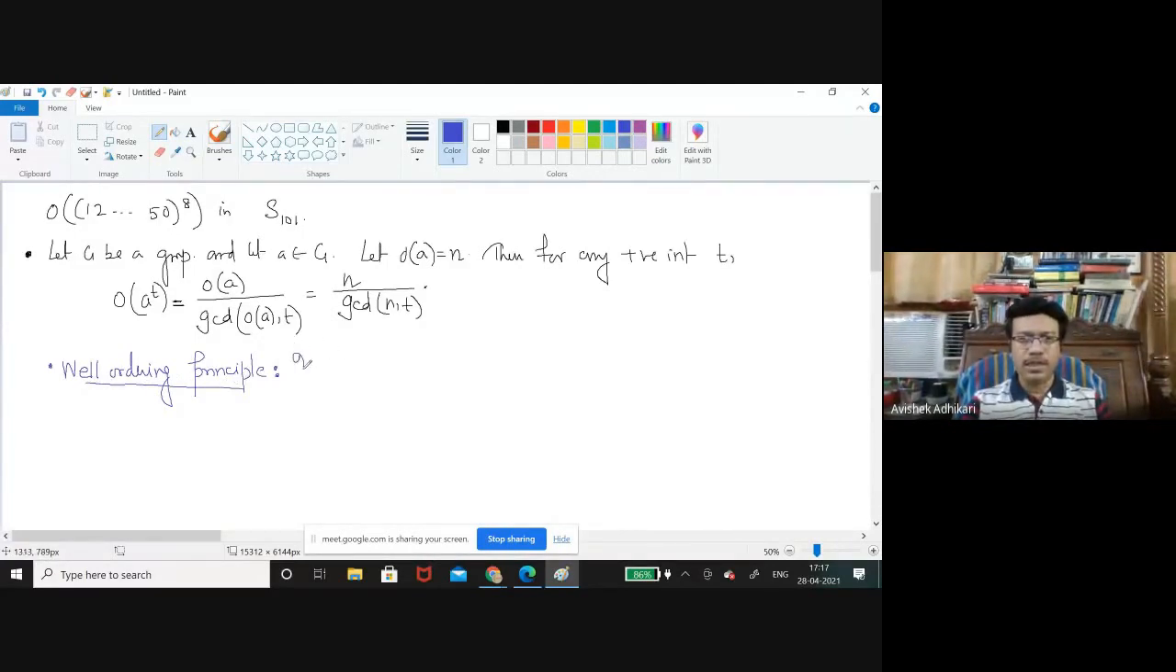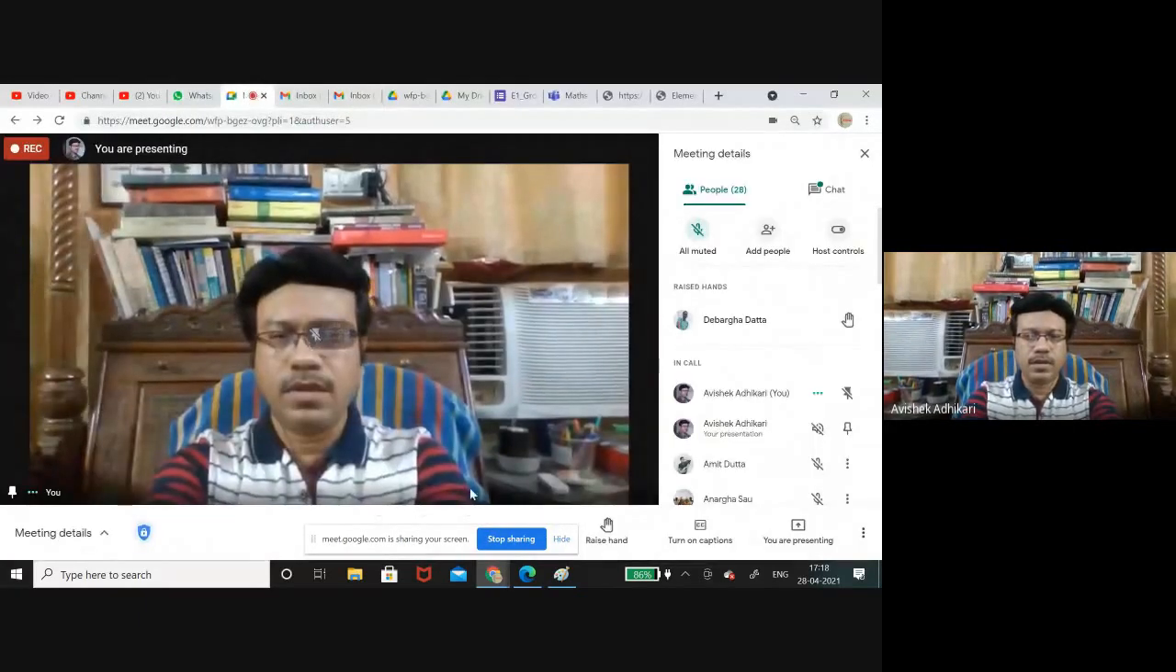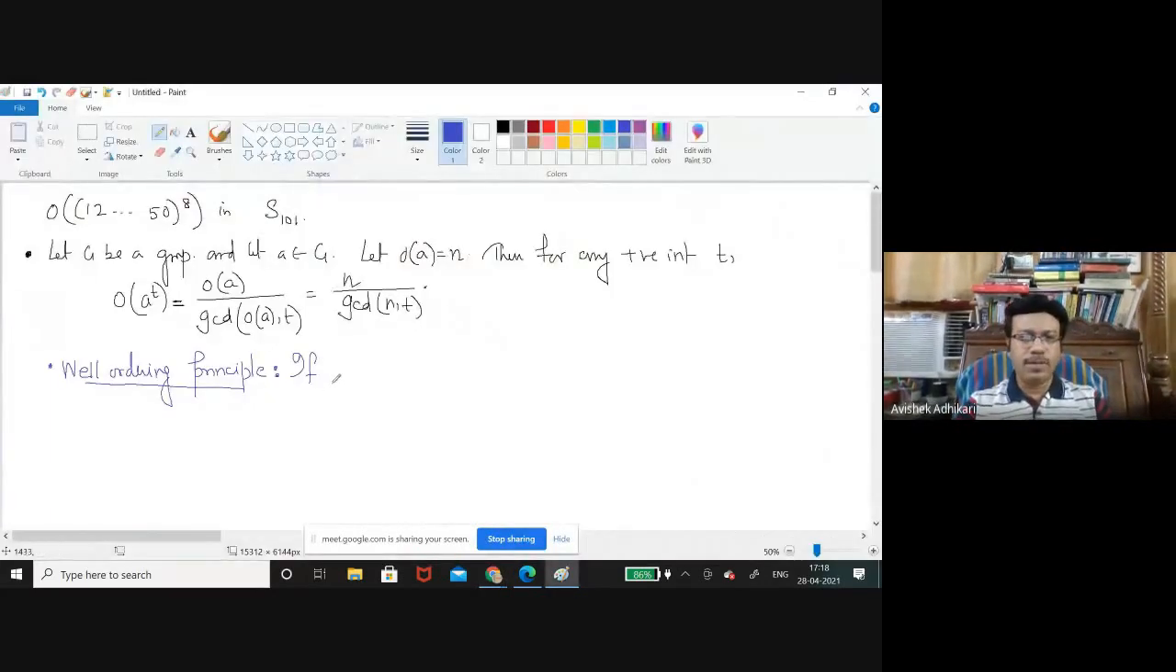So the well ordering principle says that if S is a non-empty subset of the set of natural numbers, so it should not be empty, then S must contain a least element, must contain a least element.